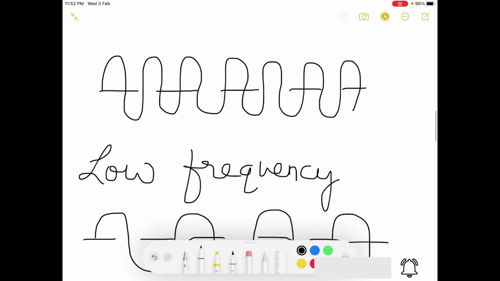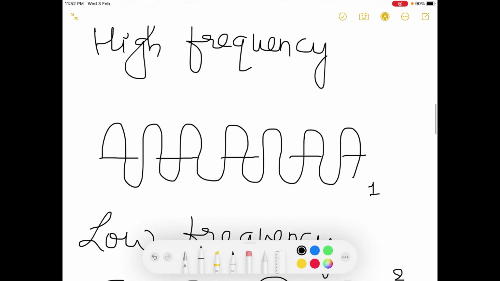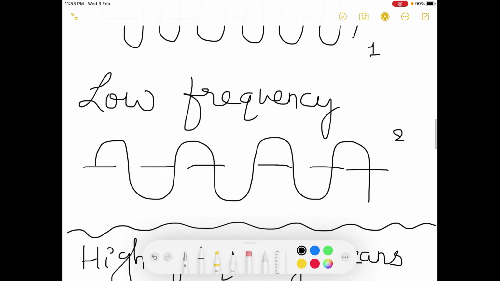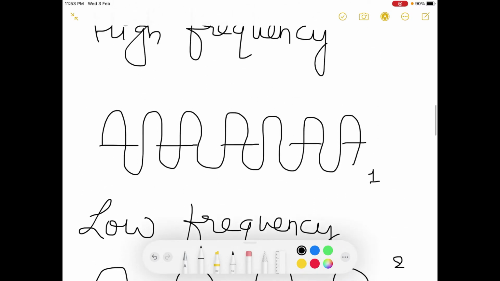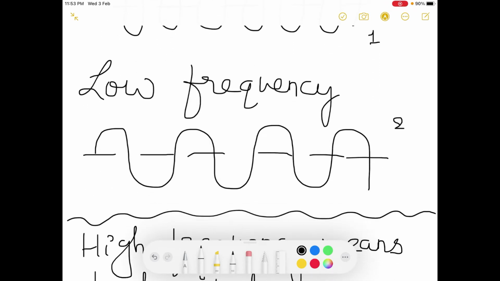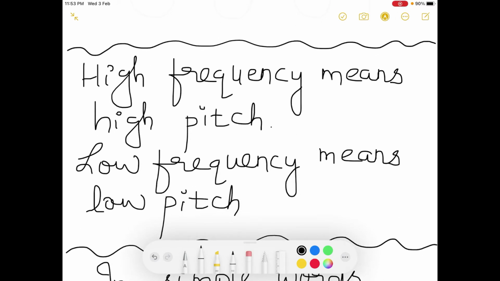If you compare it with another graph, which is shown below, in the same time interval you can see in the first graph there are more number of waves produced as compared to the second graph. That shows the number of vibrations in this one is more as compared to the number of vibrations in the second case. Hence, the first case has high frequency, whereas the second case has a lower frequency. High frequency means high pitch and low frequency means low pitch.